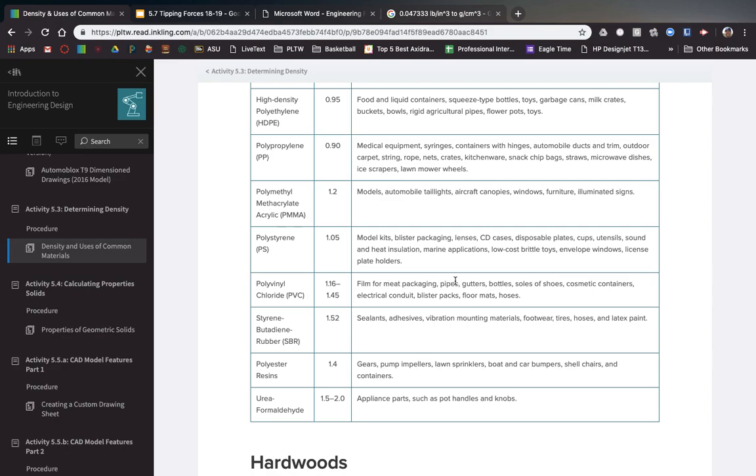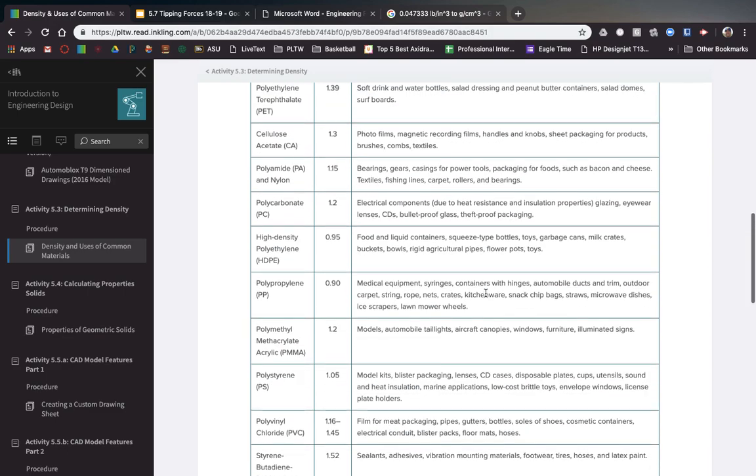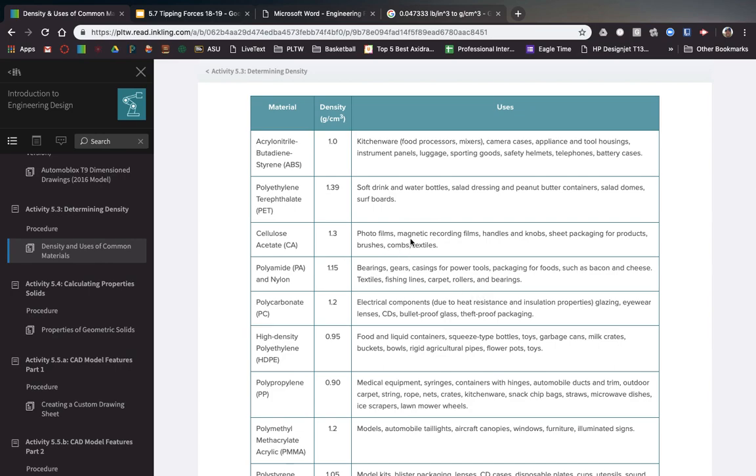I look at the uses for PVC and I'm like, oh man, I don't know. Gutters, soles of shoes, blister packs, floor mats. Floor mats would be nice because we want this thing to stick to the ground, right? How about cellulose acetate? Photofilms, magnetic recording films, brushes, combs, textiles. You know what? If you're one of my students, you could say either one of those.